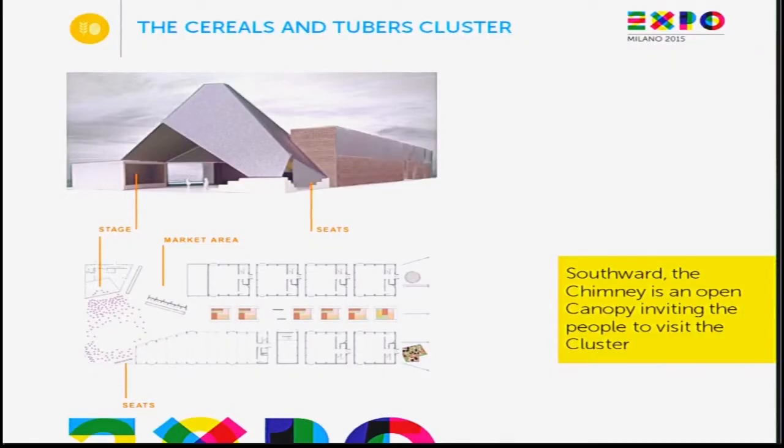So southward the chimney is an open canopy, inviting the people to visit the cluster, above all coming from the open air theater, so a lot of people. And you can see under the chimney the seats for the people, for the show, and the stage on the left side, just in front of the market food area.